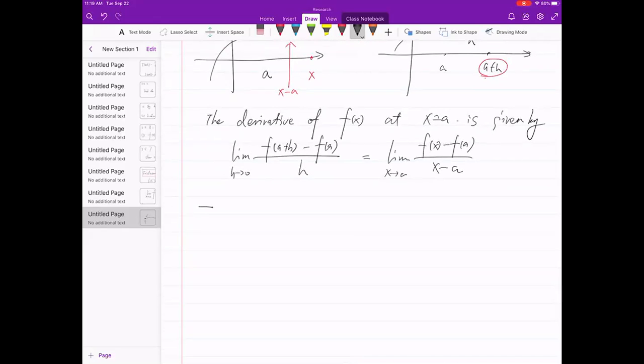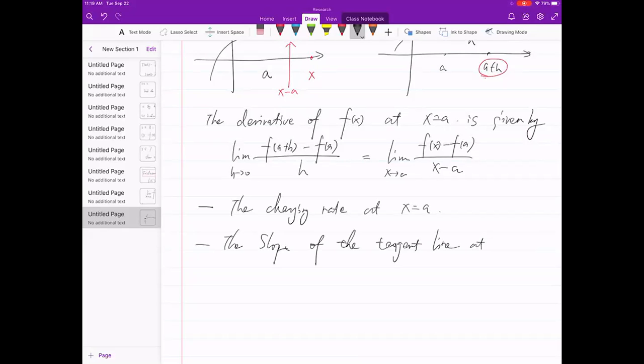It is the changing rate at x equal to a. It is also the slope of the tangent line at x equal to a.